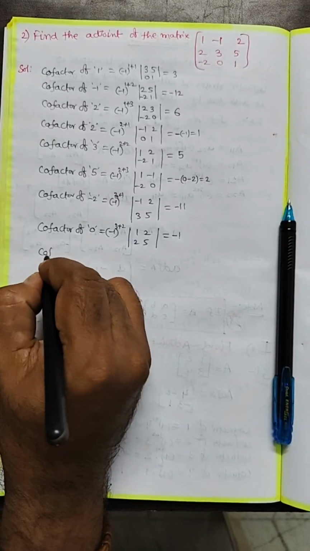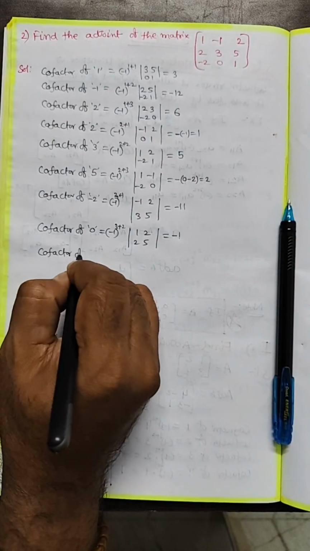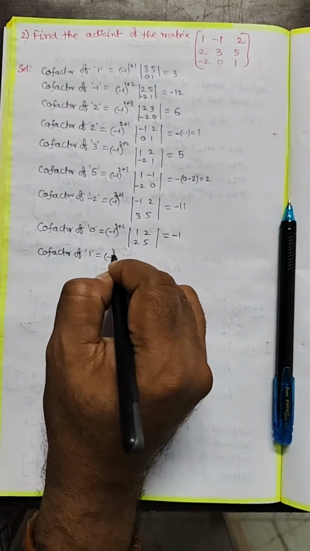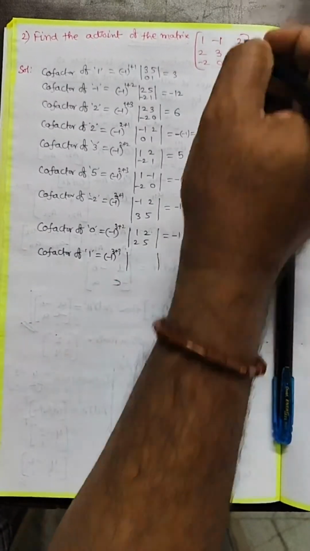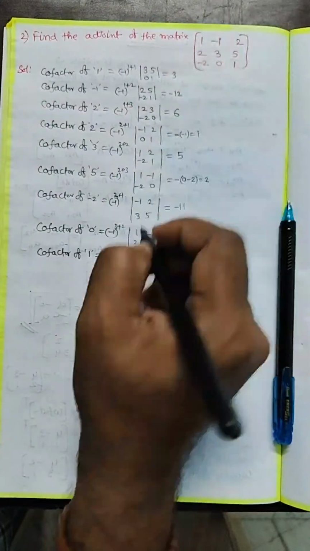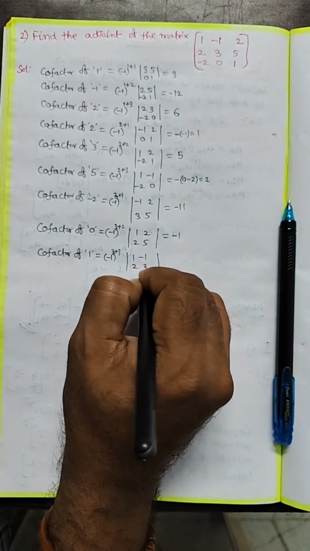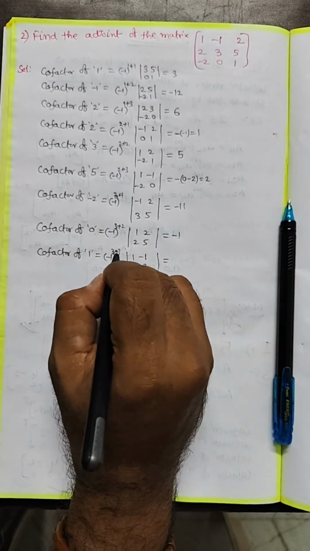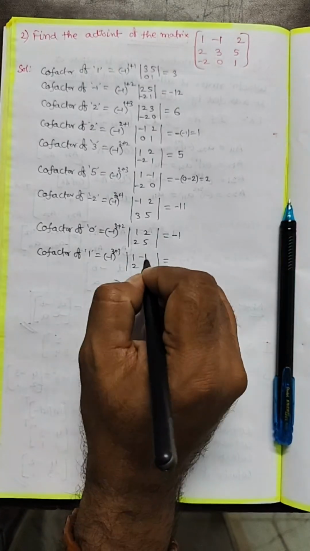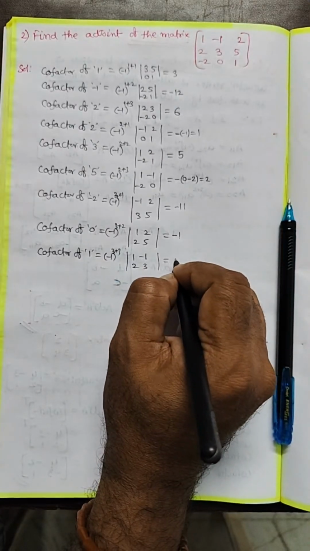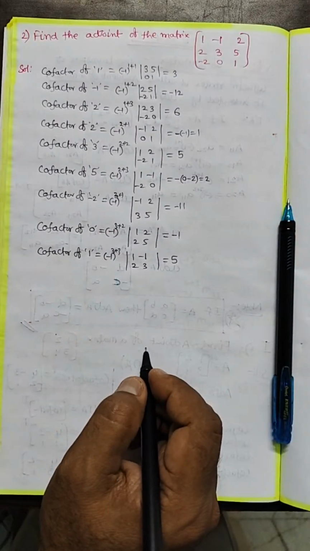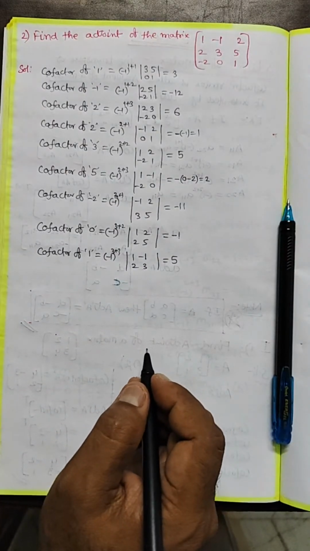Next, cofactor of minus 1 whole power 3 plus 3, eliminating this row and this column, 1, minus 1, 2, 3. So minus 1 whole power 3 plus 3 is 6. Minus 1 whole power 6 is positive. 3 minus of minus 2, 3 plus 2, 5. I hope you understand. All cofactors we calculated.